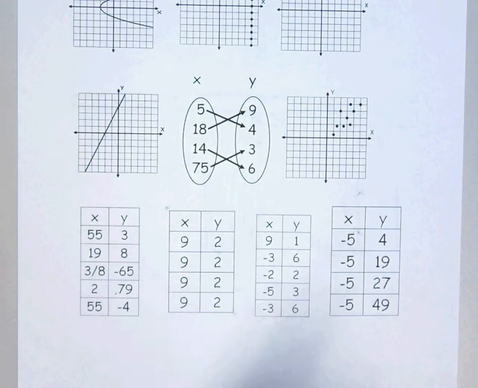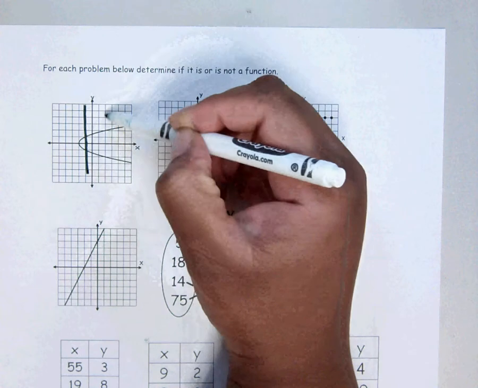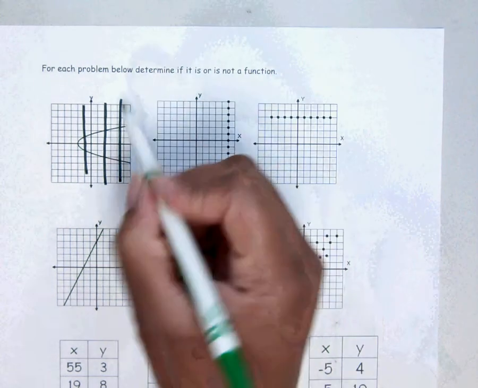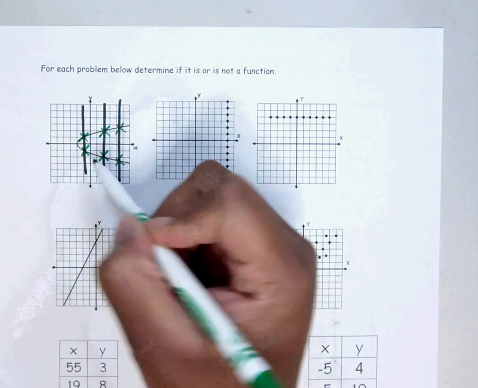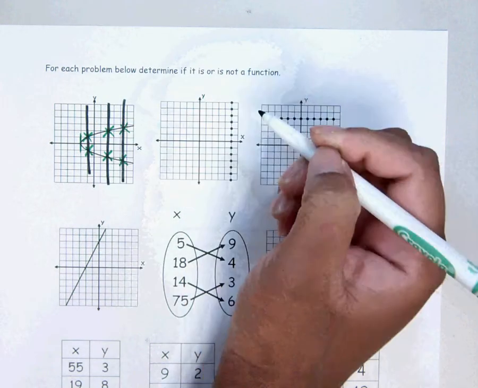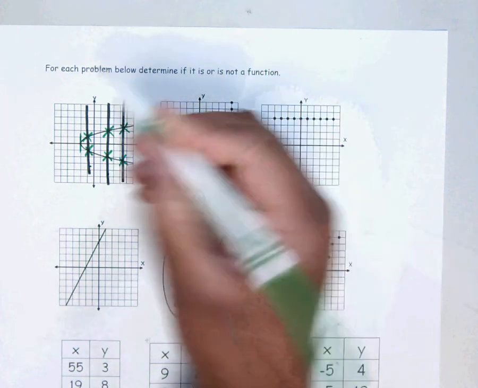Let's practice using the vertical line test on the back. If I draw my vertical lines all the way down, what do you notice? Is it hitting the graph more than once? Well, there it hits it twice, there it hits it twice, there it hits it twice. Now, for those that are saying, but if you put it here, it only hit it once. You're right, it does. But because it hits it twice here, and here, and here, this is not a function.